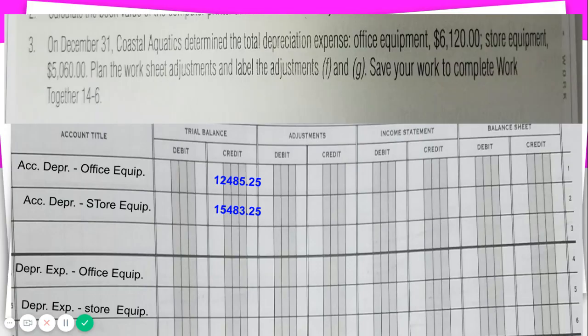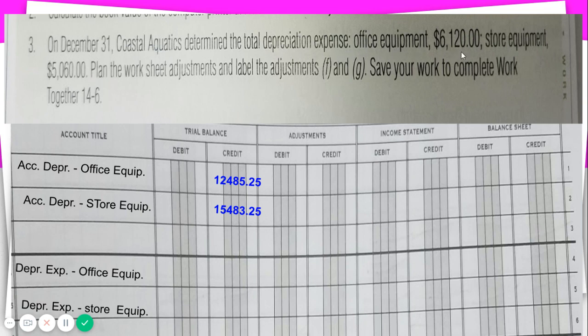All right, step 3, we go to our worksheet. So flip back a page. On December 31st, Coastal determined the total depreciation expense for office equipment is $6,120, store equipment $5,060. Plan the worksheet adjustments and label them F and G. So our first step is, this is for depreciation expense.